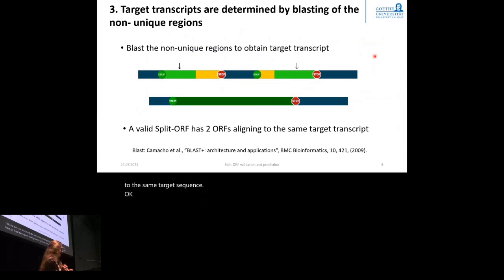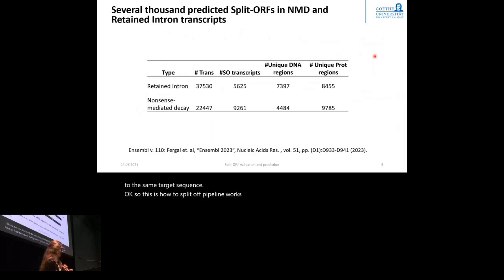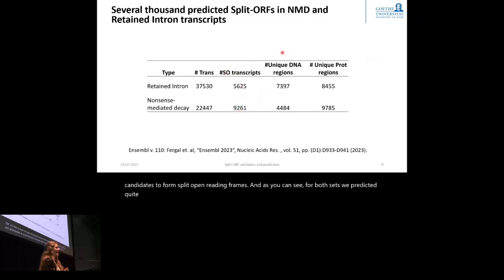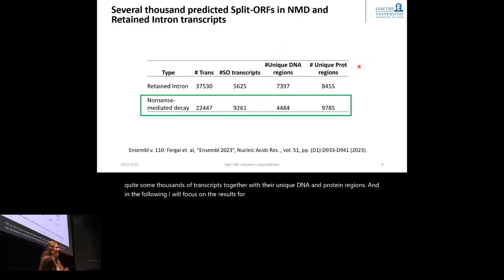Okay, so this is how the split-ORFs pipeline works, and we applied it to 2 sets of transcripts that are annotated in Ensembl. The retained intron transcripts, because there's already some splicing variation going on, as well as the nonsense-mediated decay transcripts, which are especially interesting because they already contain a premature termination codon and hence are very good candidates to form split open reading frames. As you can see, for both sets, we predicted quite some thousands of transcripts together with their unique DNA and protein regions. And in the following, I will focus on the results for the nonsense-mediated decay transcripts.